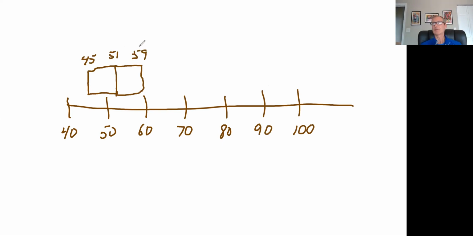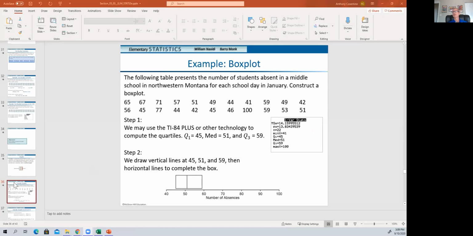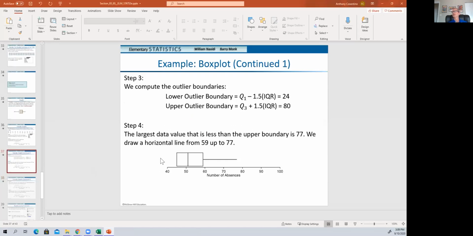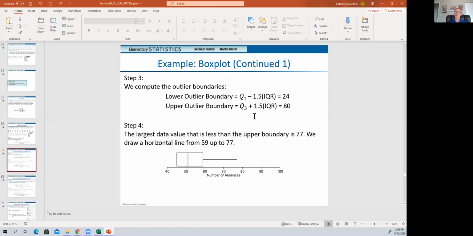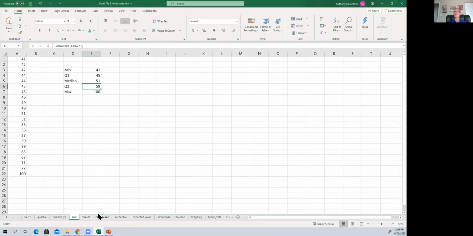So the question is now, what do we do next? Well, what do we do next in generating the box plot? And the way that this book describes it, step 3 is you calculate the two boundaries. In the book that I've taught out of, you just put the maximum and minimum and away you go. So this one's a little bit more complicated, but this would be a good review of these two boundaries, right?